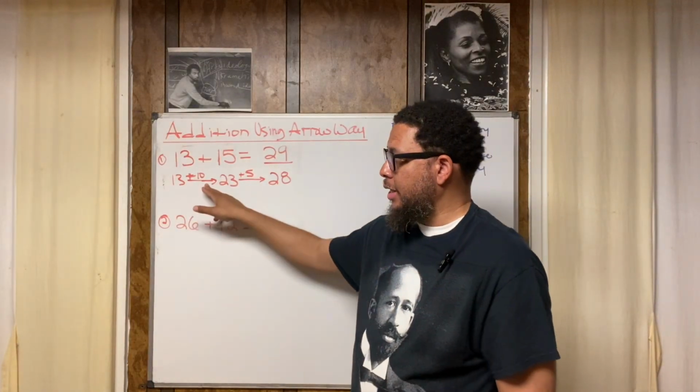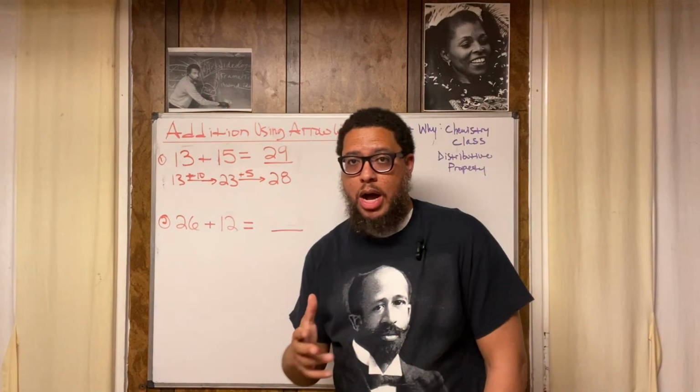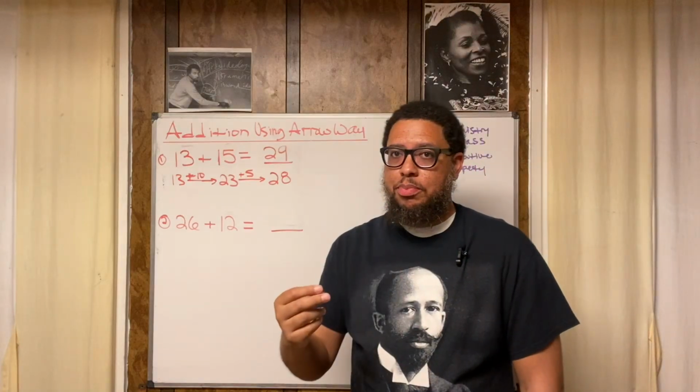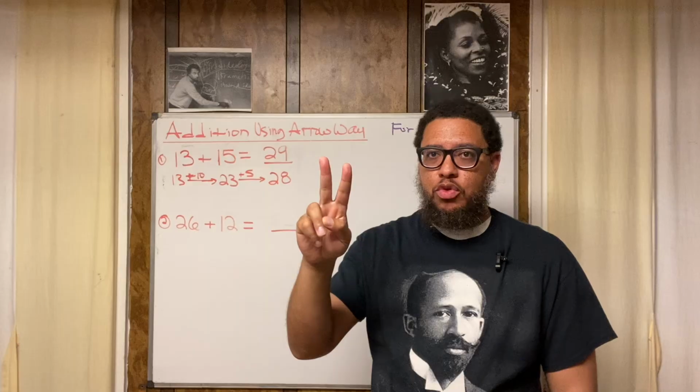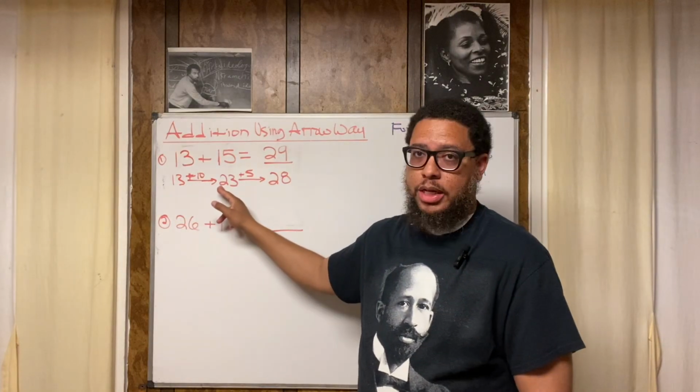So first we add the 10. We do 13 plus 10. Now 13 plus 10 is going to give us 23. Why? Because 13 already has one group of 10. When you add another group of 10, now you got 20 because you got two groups of 10. One group of 10 plus one group of 10 equals two groups of 10. And the 3 is still there. So that's why you got 23.